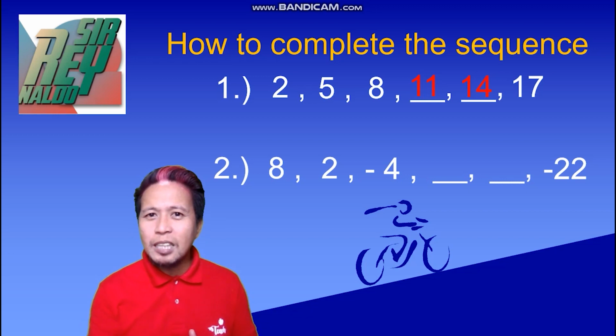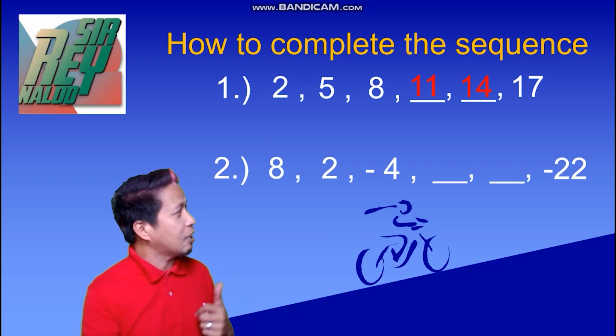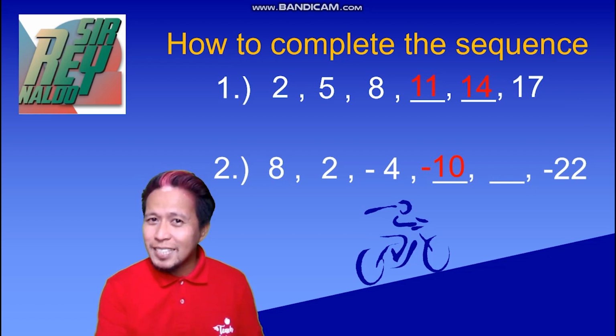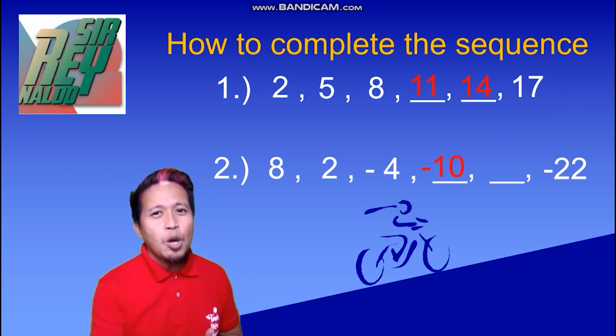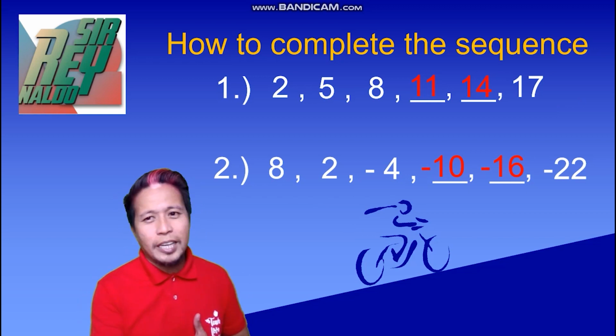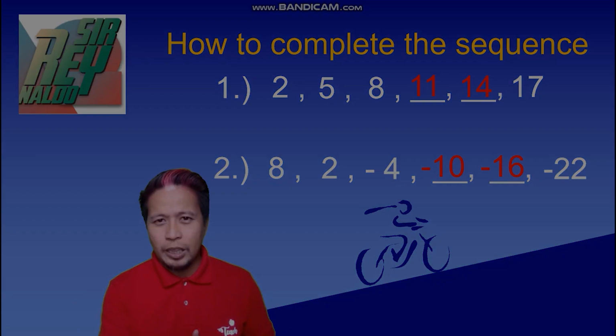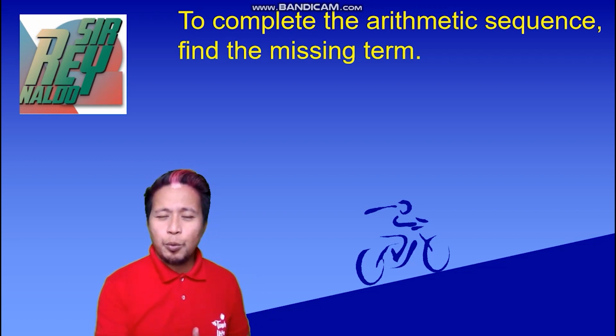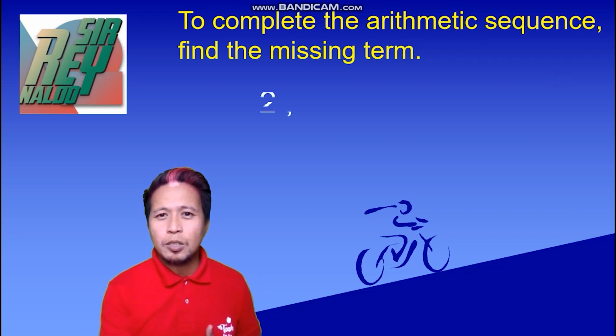And adding up negative 6 to the latter term, negative 4, we can come up with negative 10, plus the common difference of negative 6, we have negative 16. And finally, we have negative 22. Suppose you are to complete the arithmetic sequence, we have to find the missing term. So, alin ba yung kulang?